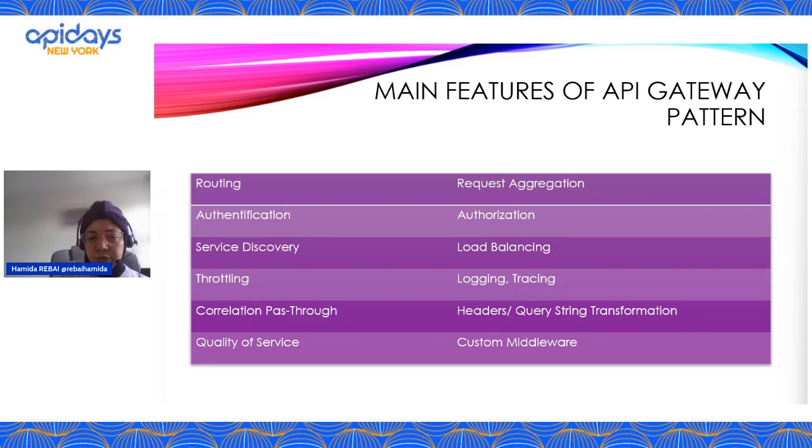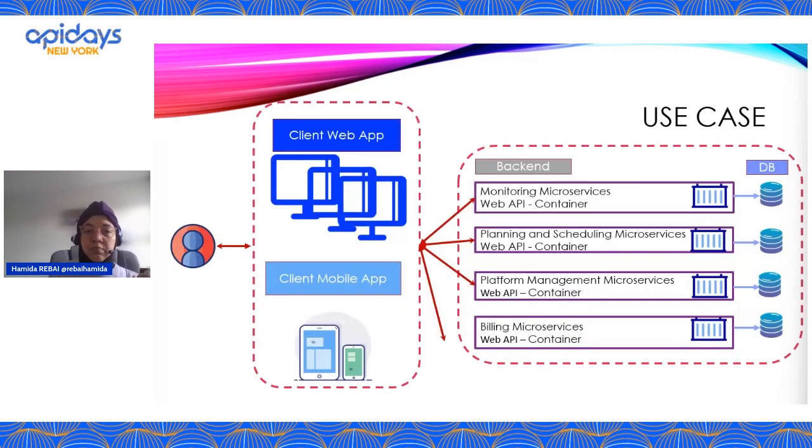We have authentication, authorization, service discovery integration, response caching, retry policies, circuit breaker, rate limiting, and load balancing. For load balancing, for example, the API gateway can distribute requests across multiple instances of the API. Then logging, tracing, correlation, header, query string, and claims transformation. So we have multiple features related to the API gateway pattern.